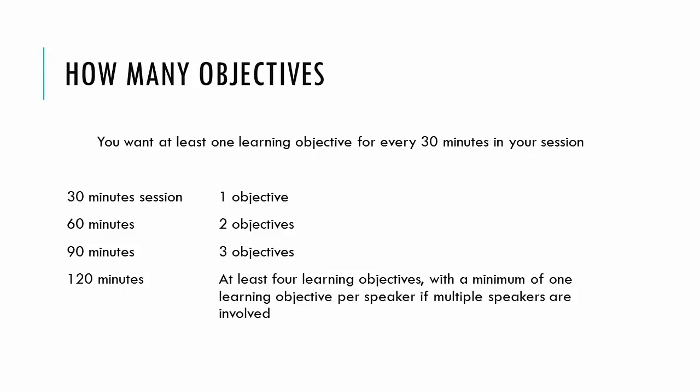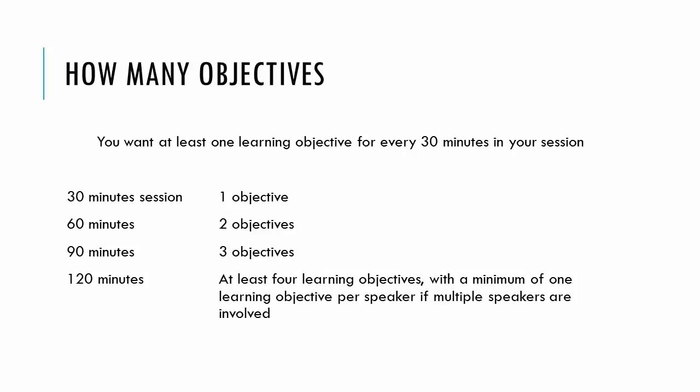So we will delve into how to write a strong learning objective, but let's get a few other points out of the way first. How many objectives should you be writing? You want at least one learning objective for every 30 minutes in your session. So if your lecture is 30 minutes long, you want one objective. For 60 minutes, you need at least 2 objectives, and so on.